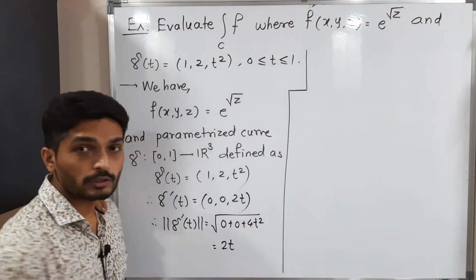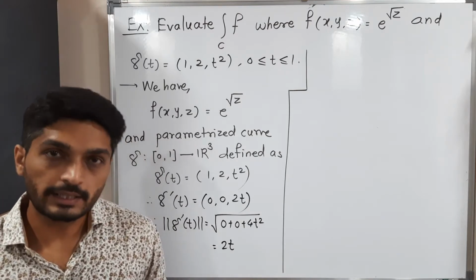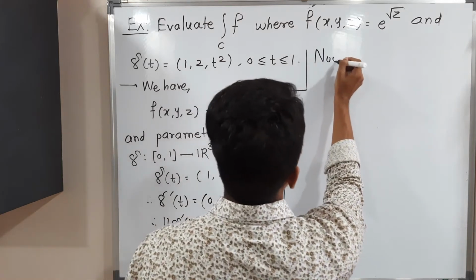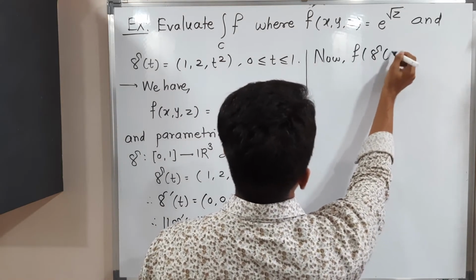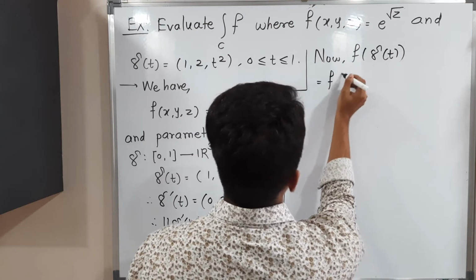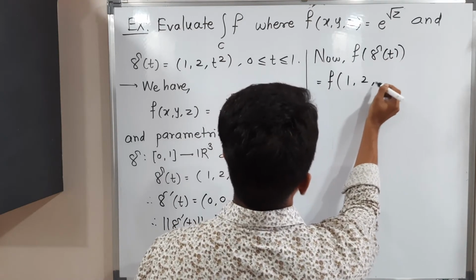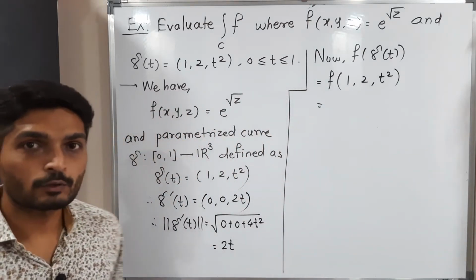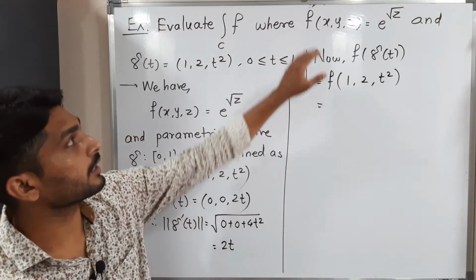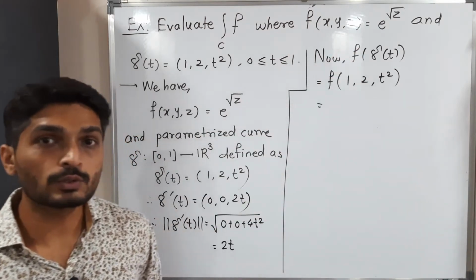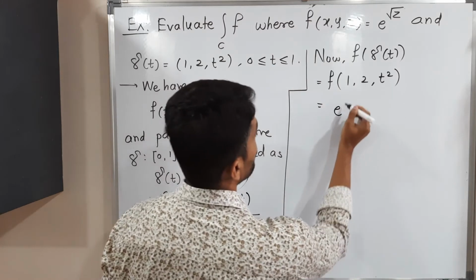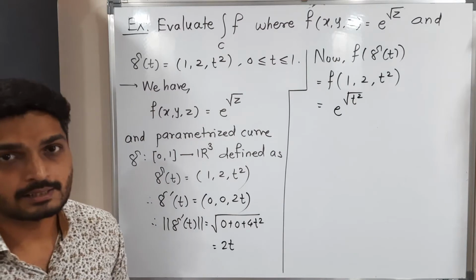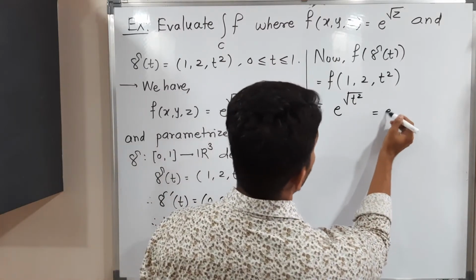After that, one more thing is required, that is f of gamma of t. Let us find it first and then we'll go for the integral. f of gamma of t is equal to f of, what is our gamma? (1, 2, t square). After that we have to operate f on that. The definition of f says it is e raised to root z. Let us use it. E raised to root, what is our z? t square. So the square root will get cancelled and we will have simply e raised to t.